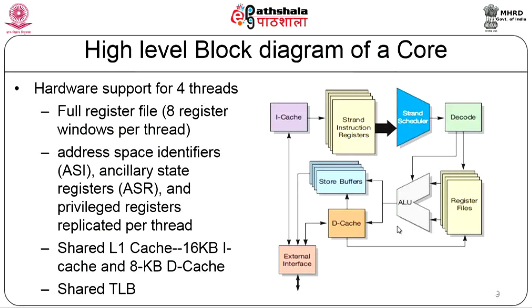So, if you look at the hardware support for 4 threads, there are full register files with 8 register windows per thread. There are address space identifiers. You have ancillary state registers and privileged registers. All of these are replicated for every thread. You have a shared L1 cache with a 16 KB instruction cache and an 8 KB data cache, and of course, you have a shared TLB.